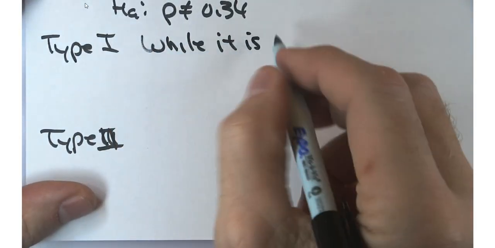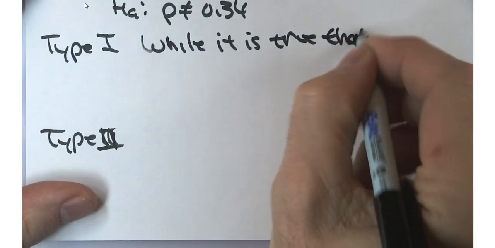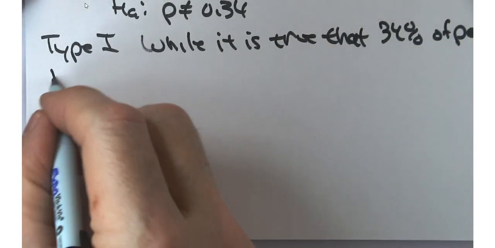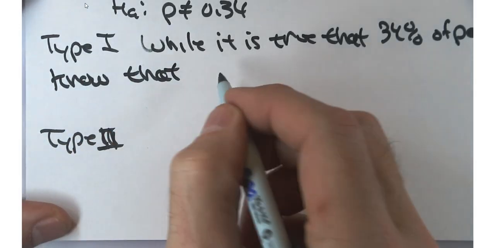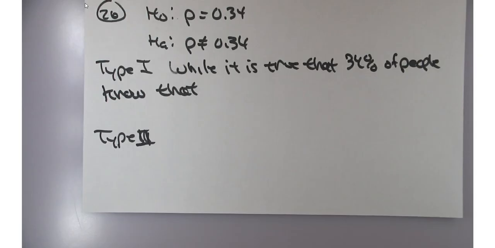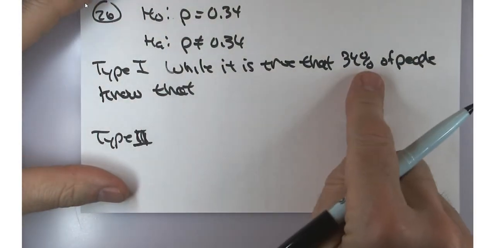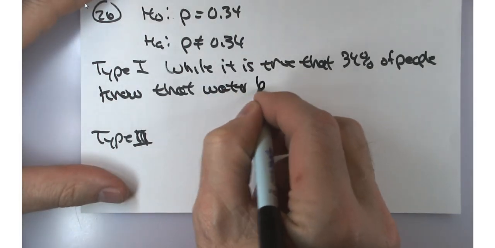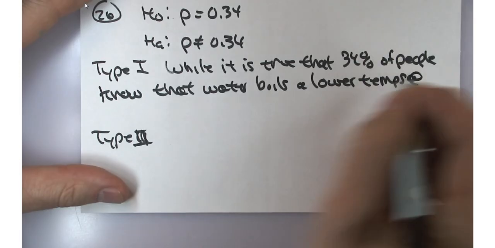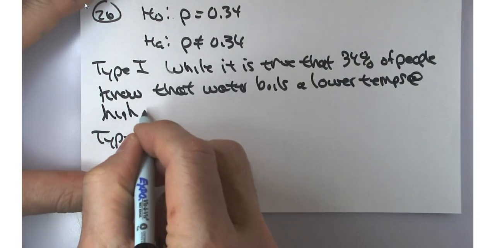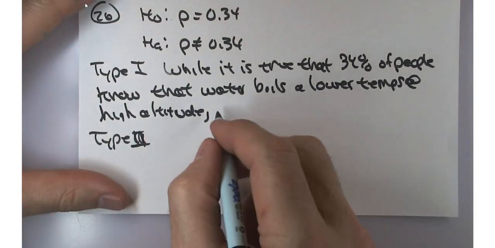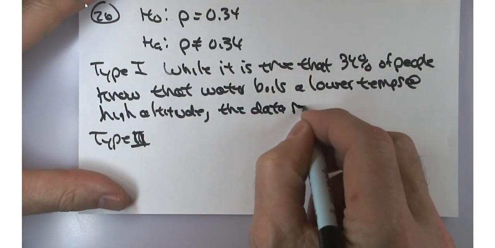While it is true that 34% of people know that water boils at lower temperatures at high pressure, or at high altitude, then what happens? So that's what's true. What happens? The data reject that claim. I was going to say, you don't have to write it in your notes, but make sure you write it in the test, because I'm going to want to see that.